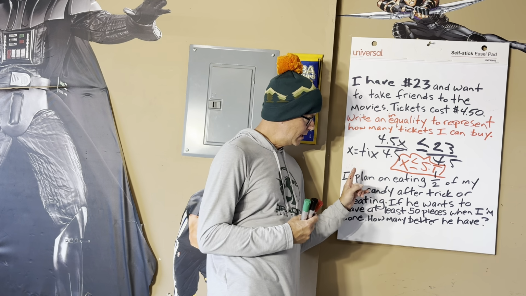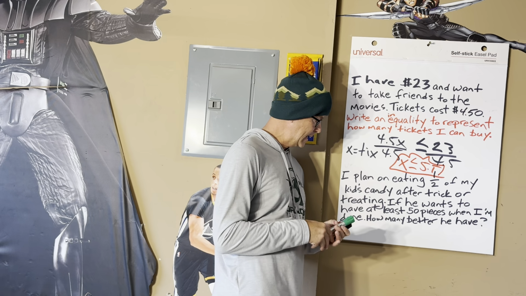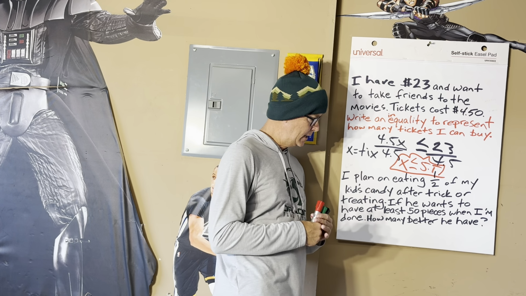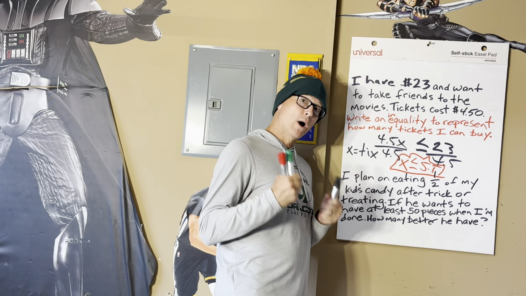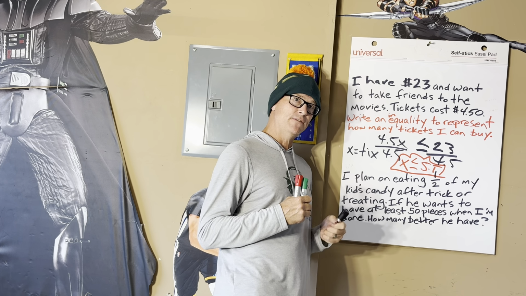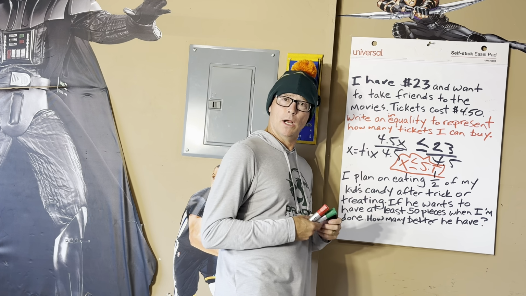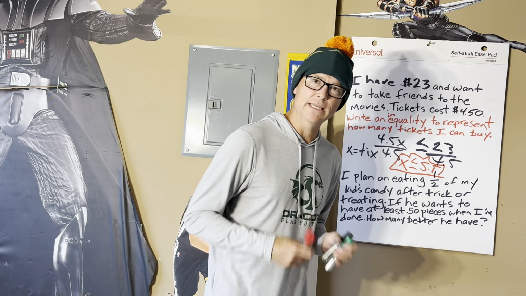All right, I plan on eating half of my kids' candy after trick-or-treating. Half of their candy. Then as they got older, that was the surcharge, half of their candy. And my kid said he wants to have at least 50 pieces for himself. That's plenty. Well, he better hustle then, because I'm going to take half. He wants to have at least 50.